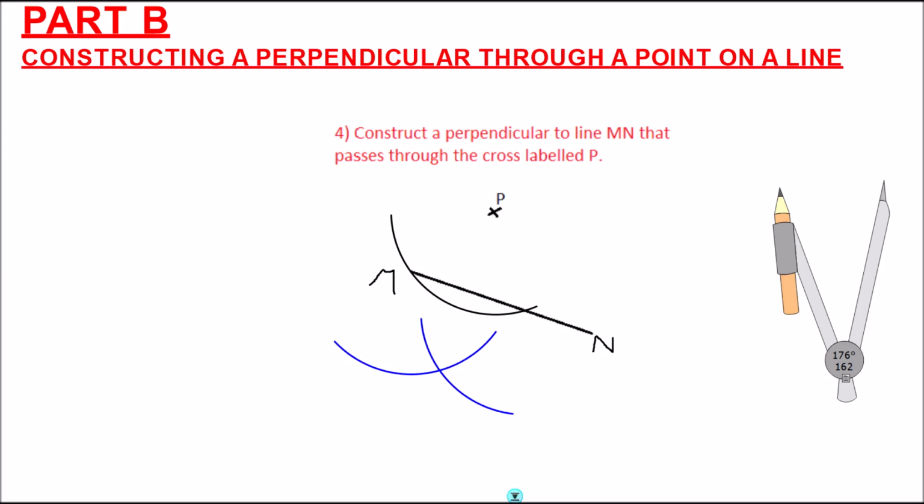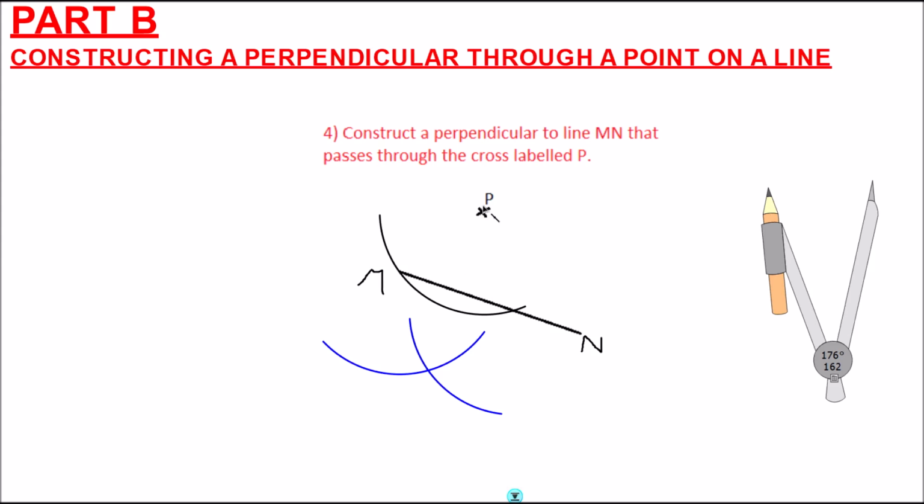Finally, we just use a ruler and do a straight line going through P, going through where the curves we've just drawn have crossed as well. And by doing that, what we will have done is made a perpendicular to the line MN that goes through point P and carries on through the other side. So if that were to be measured, this angle here would again be 90 degrees. And so that's part B finished off.